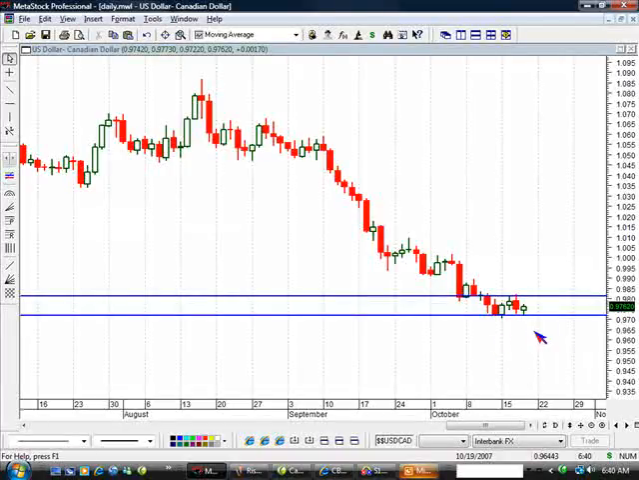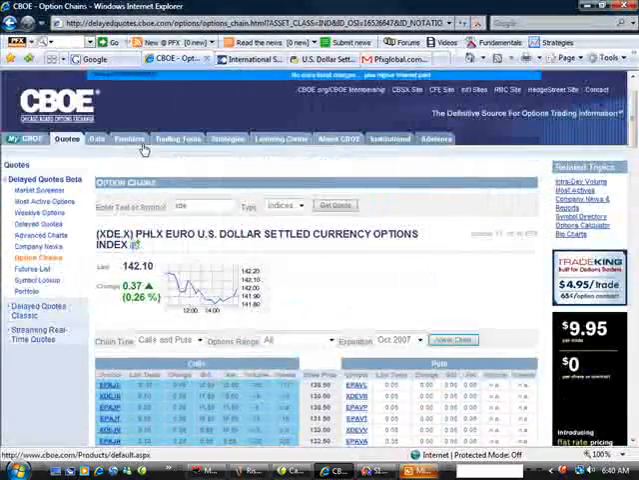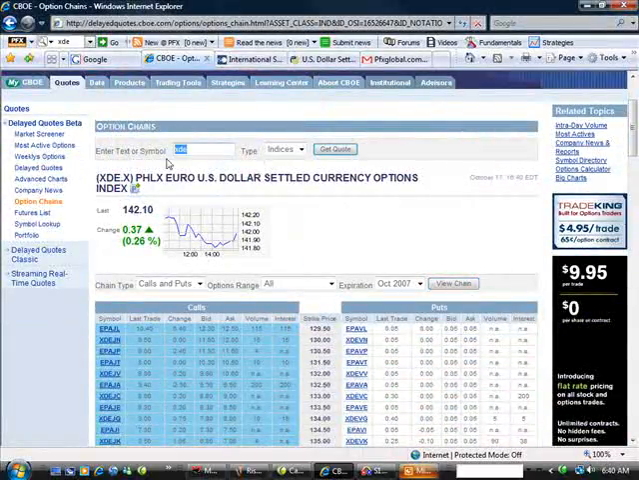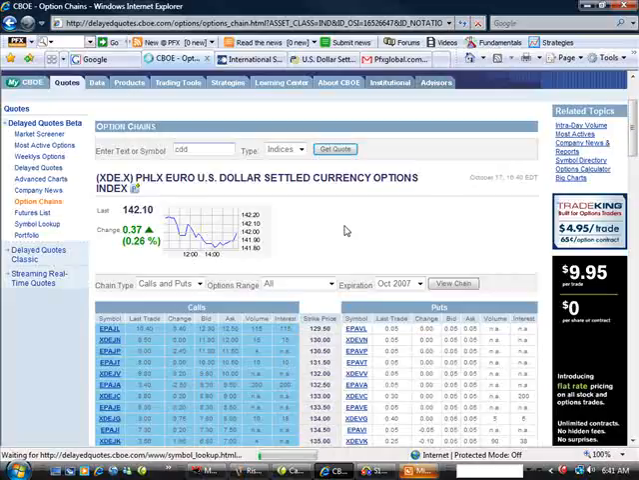So, what's our alternative? Same idea. I'm going to go back to our chain sheet on SIBO, but this time we're dealing with the Canadian dollar, so I'm going to give you another option symbol, by the way. This is CDD, and you'll notice I've got indices selected. I'm going to get my quote. Let's wait for that to refresh.